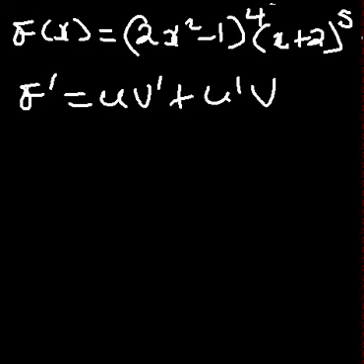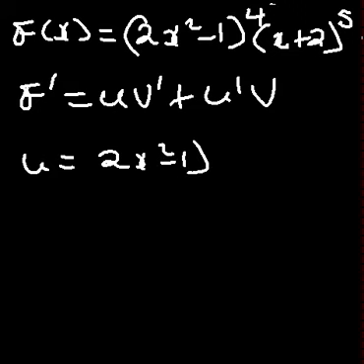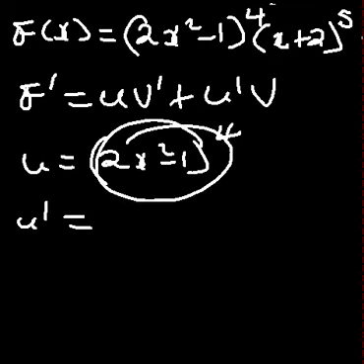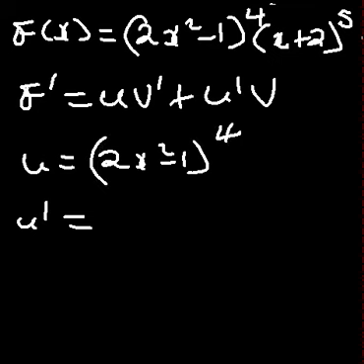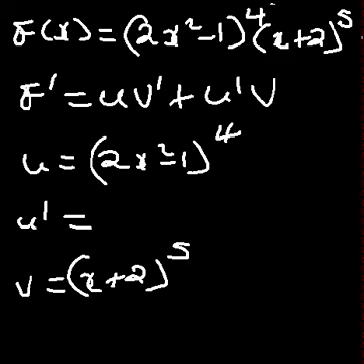Now in this case, what is the u? We'll have it as 2x squared minus 1 to the power 4. So what is the u prime? The derivative of this function will be done using the chain rule. And also, what is the v? We'll have it as x plus 2 to the power 5, and the derivative of this function is also done using the chain rule.